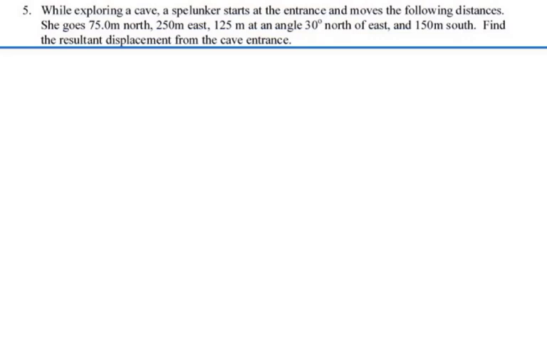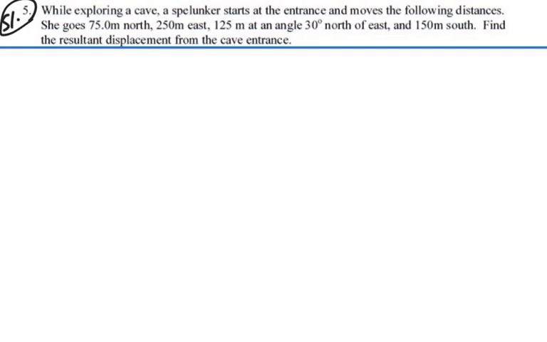Here's sample test number 1, problem number 5. While exploring the cave, a spelunker starts at the entrance and moves the following distances. She goes 75 meters north, 250 meters east, 125 meters at an angle 30 degrees north of east, and 150 meters south. Find the resultant displacement from the cave entrance.